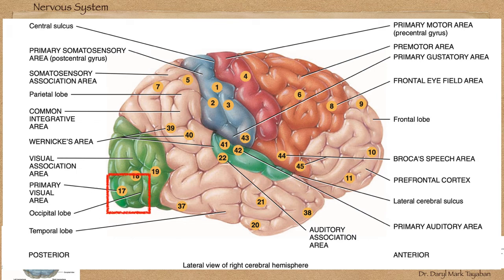But anyway, moving forward. Areas 41 and 42 are what we call the primary auditory area. It is located in the superior part of the temporal lobe, if you notice. The temporal lobe ends at the lateral cerebral sulcus. Just take note of that for your laboratory part. It receives information for sound and is involved in auditory perception. It's easier to remember because it's in the part where the ears are located.